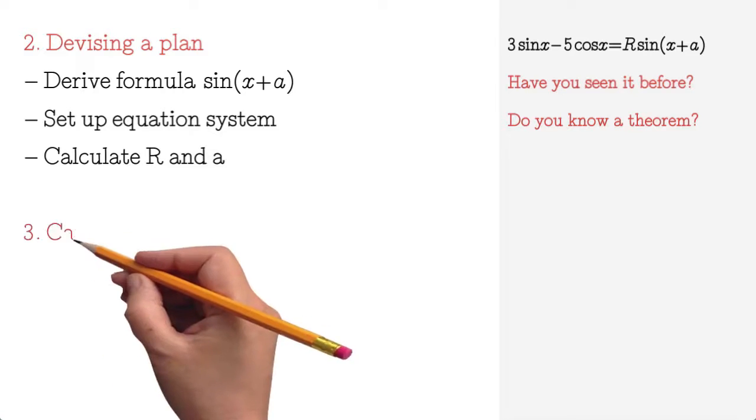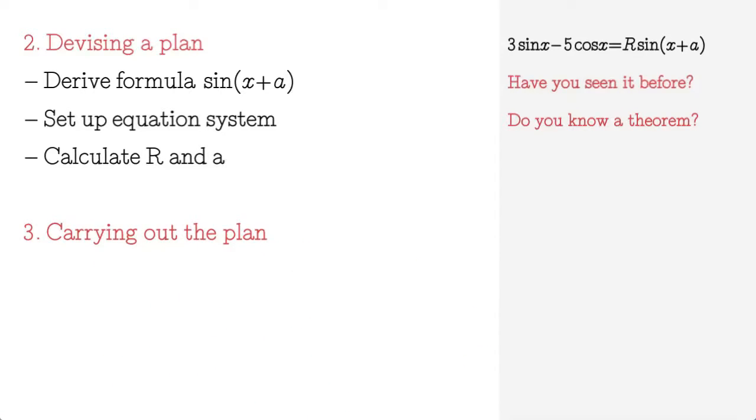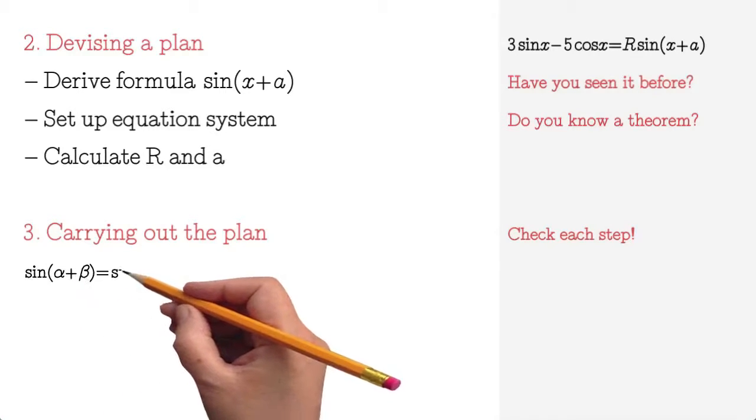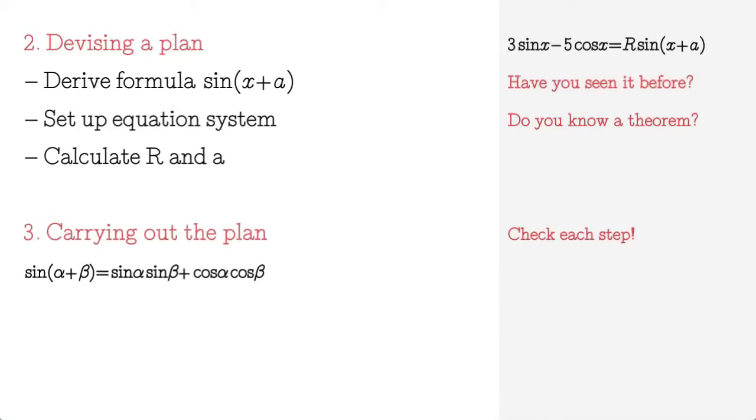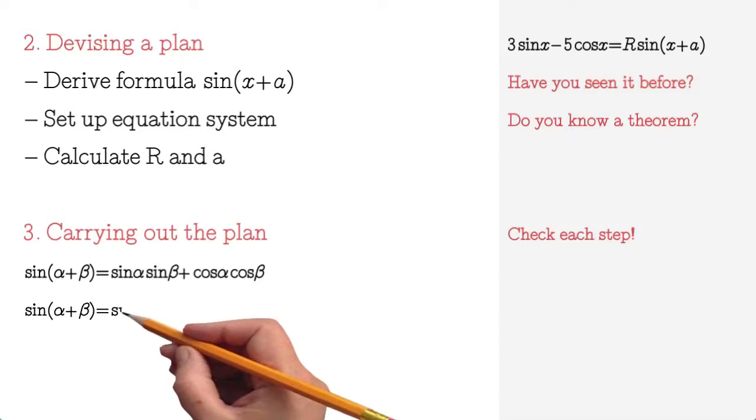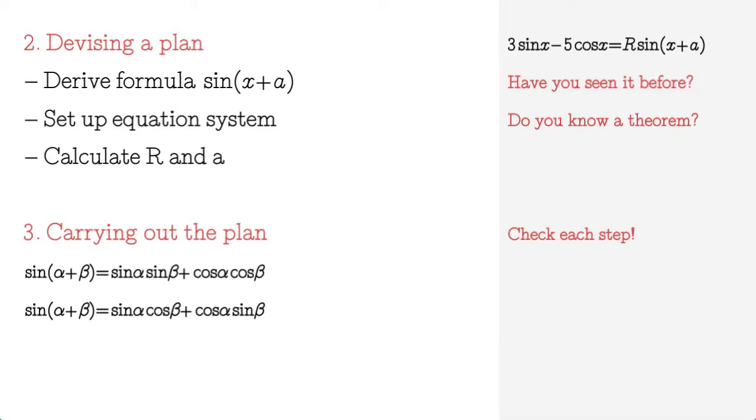Step number 3 is carrying out the plan. Here we must check that each step is correct. We want to derive the formula. We have some vague memory that it looks something like this: sine sine plus cosine cosine. Or maybe a minus sign here. We can't remember. Or maybe like this: sine cosine plus cosine sine, with a possible minus here. Something like that. But which one is it?